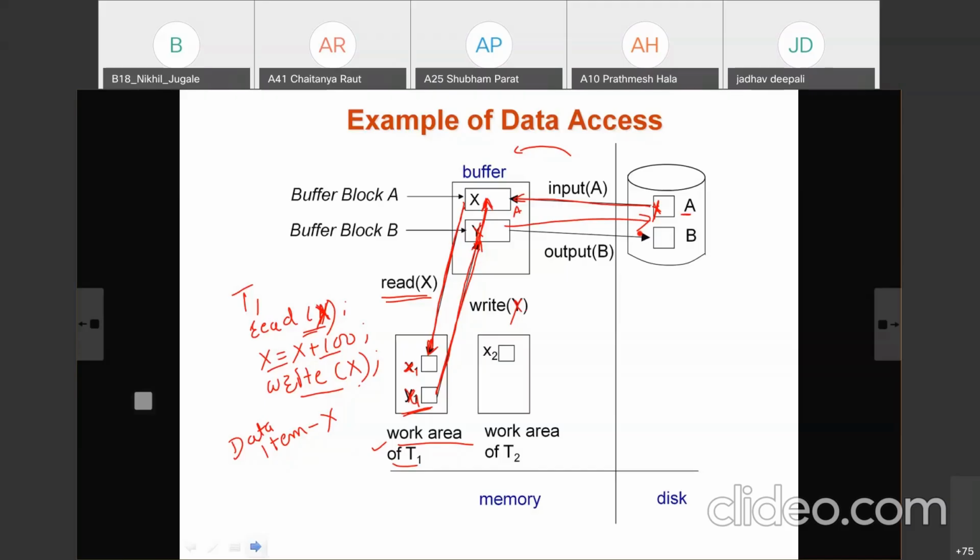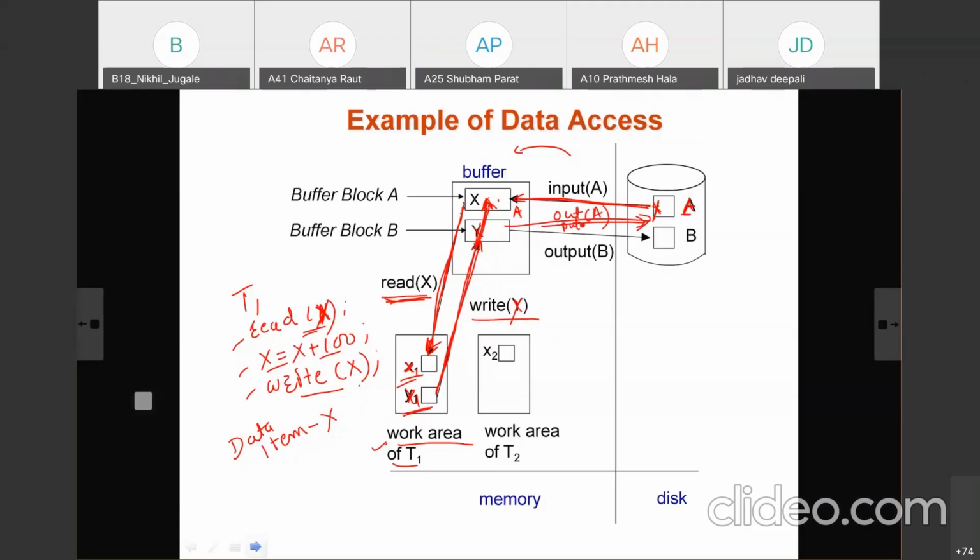See once again, suppose I want to execute these three instructions for this transaction. Read X: which data item is required? X. If it is not in the buffer, it first executes input of the block where X is available. Then this block A comes here. Then this X needs to be transferred to the work area of the transaction, so the transaction executes read X. It performs the operation here in the work area. Once it is completed, it writes it back to the buffer with write X. And if required, it is transferred back to the disk using output A.